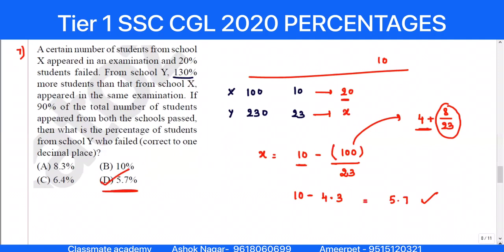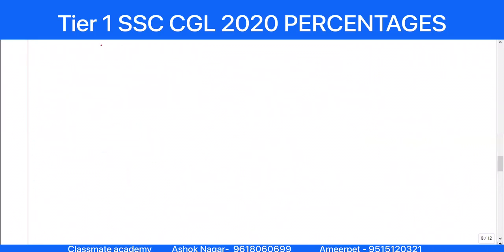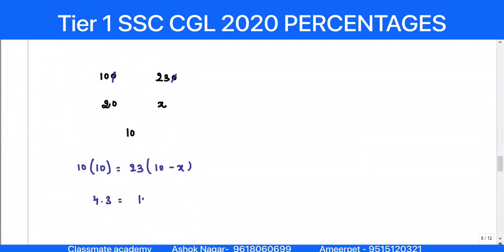The same thing. Suppose I want to do it in grouping, how do I do it? How many members initially? X 100, Y 230. How many failed in X? 20. How many failed in Y? We don't know. How many failed in both? 10. So what is the formula we have? First, what is the ratio? 10 is to 23. So 10 into the difference between these two is 10, 23 into the difference is, divide 100 by 23, you will get 4.3. So x is equal to 5.7%. Anyway, you can do that.